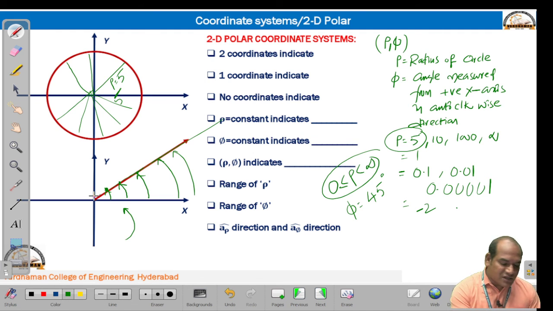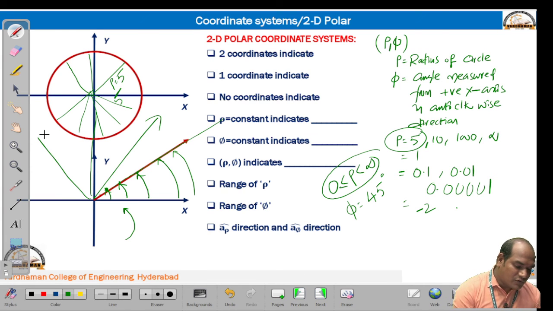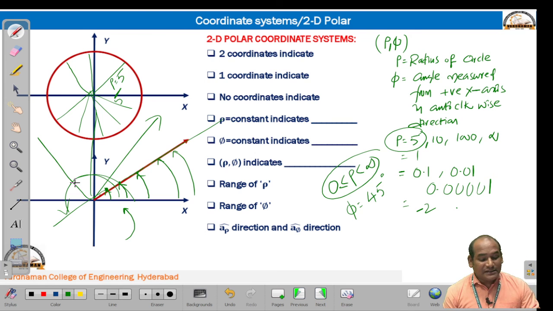If I give phi is equal to 60, this is the line. If I give phi is equal to 90, the positive y axis we will represent. If I give phi is equal to 135, this is the line. Phi is equal to 215, this is the line. Like this, the lines are represented by phi is equal to constant. So finally, now we can tell rho is equal to constant means that is a circle, and phi is equal to constant means that is a straight line.